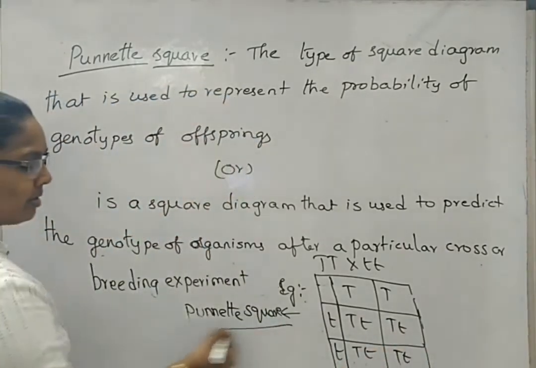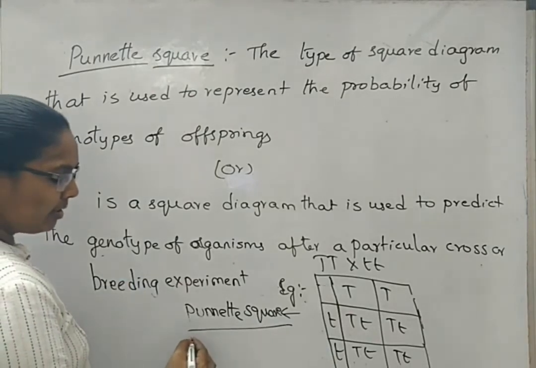Sometimes this Punnett square is also called by another term, that is checkerboard.